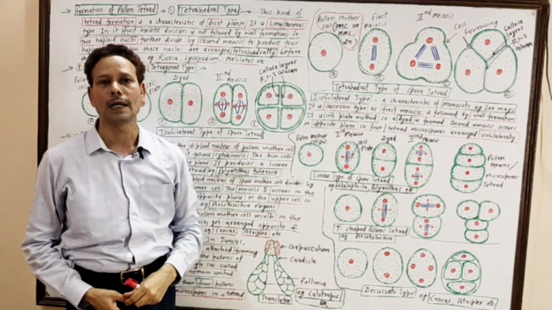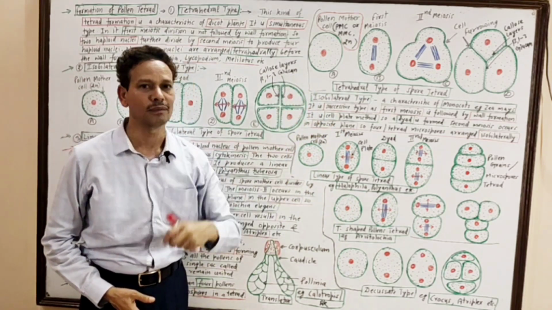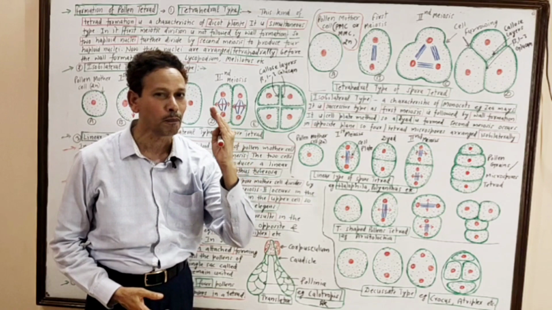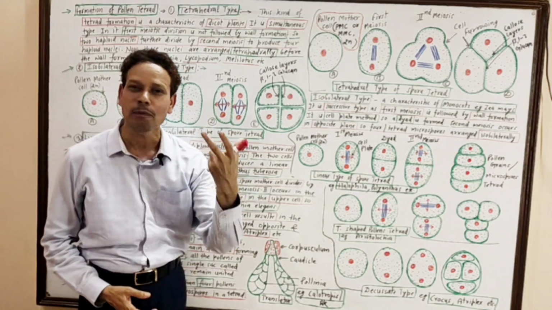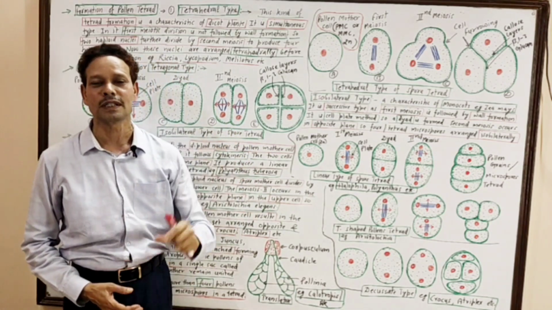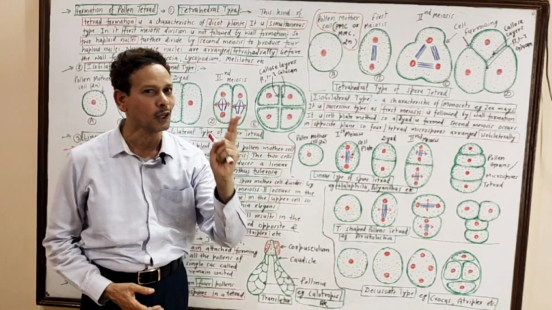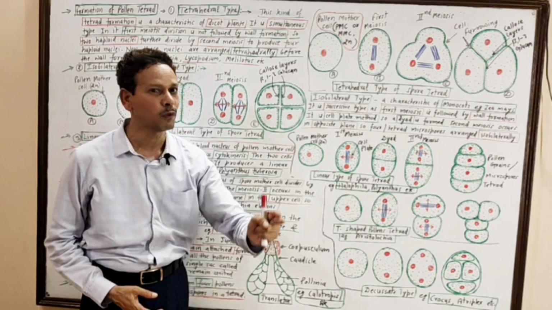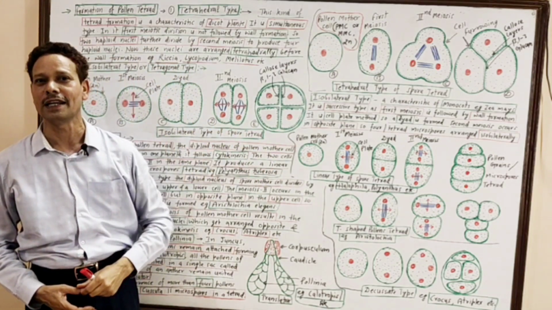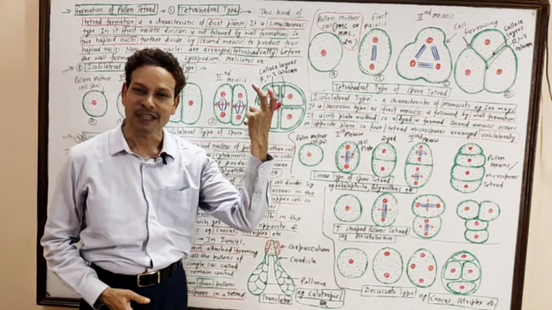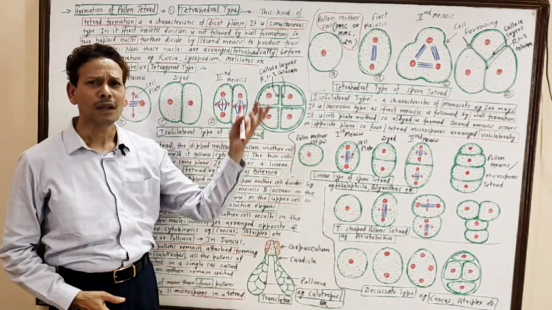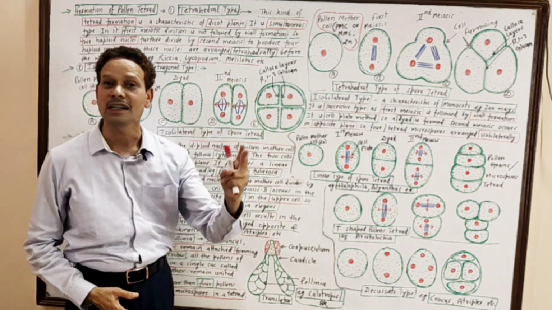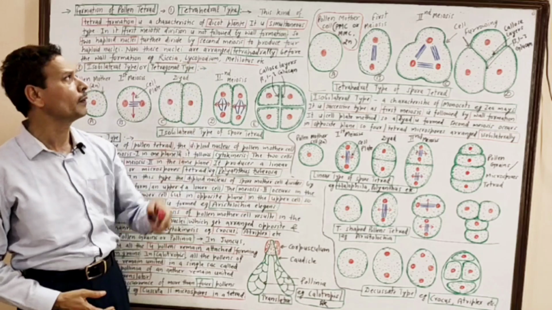Please download your notes. Dear students, in this lecture, I will explain the formation of pollen grains, formation of pollens or microspores. This topic is microsporogenesis, meaning formation of microspores or pollens or pollen grains. Dear students, microsporogenesis occurs in the following types.